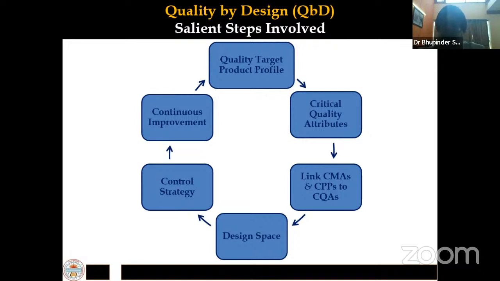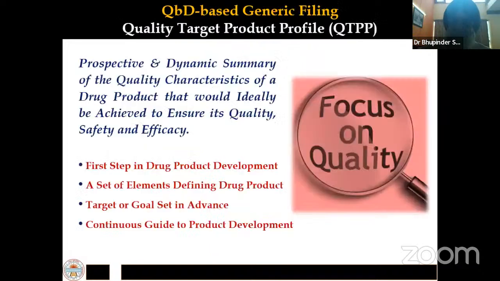And based upon that understanding, you develop a flexible space, that's design space, within which a formulation can behave and is expected to be. And the entire process from QTPP to design space is enshrined as a strategy called control strategy. This control strategy lets you go around the entire circle and leads to continuous improvement.